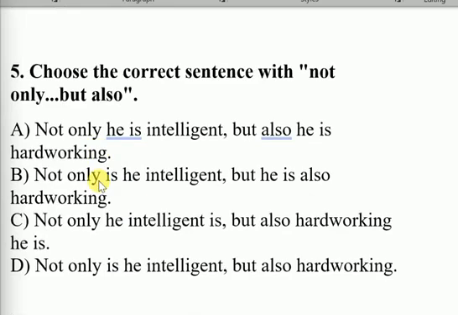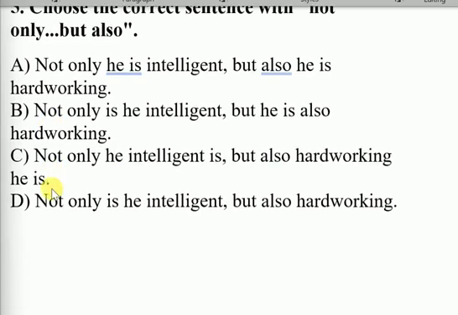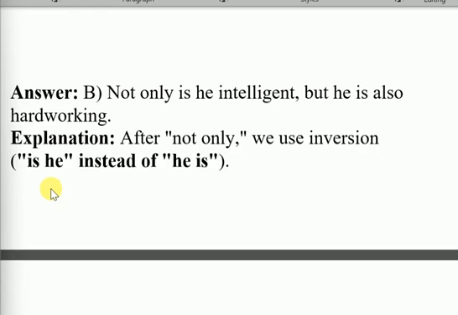5. Choose the correct sentence with not only, but also. A. Not only he is intelligent, but also he is hardworking. B. Not only is he intelligent, but he is also hardworking. C. Not only he intelligent is, but also hardworking he is. D. Not only is he intelligent, but also hardworking. Answer. B. Not only is he intelligent, but he is also hardworking. Explanation. After not only, we use inversion, is he instead of he is.